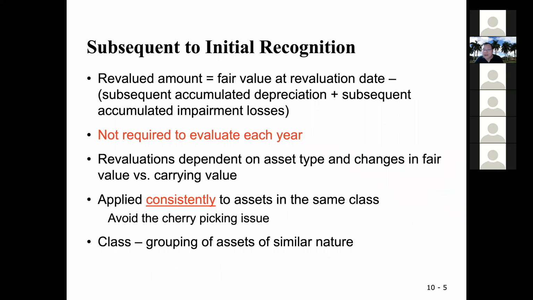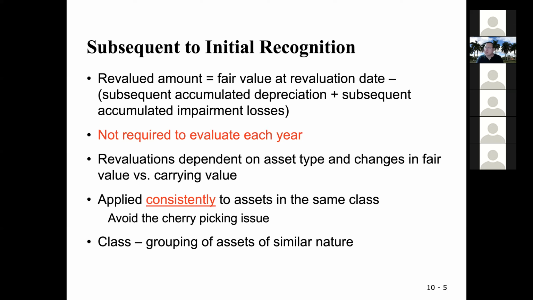So subsequent to initial recognition, the revalued amount equals the fair value at the revaluation date minus subsequent cumulative amortization or depreciation, and minus subsequent cumulative impairment loss. That will be the revalued amount. We're going to see more later on. You do not have to revalue every year. This is a revaluation model, but there's no requirement that you have to do this annually. What's the frequency? What's the regularity?